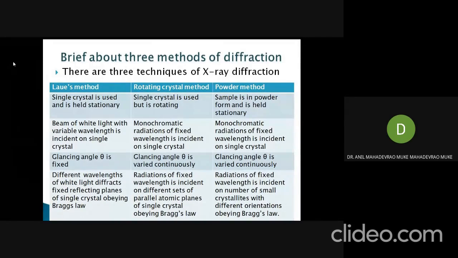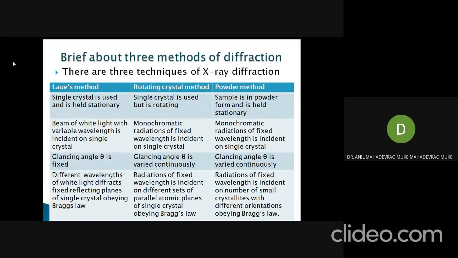In the first method, the Laue method, you have to go for a variable wavelength. Every time you will be changing the wavelength. See, what above we were keeping theta fixed, lambda we are changing in the Laue method. Here in the rotating crystal method, you are changing theta, fixing the wavelength. Third method, that powder method, you are taking the powder form of the sample and keeping it stationary, and the wavelength is not varied. It is a fixed radiation.